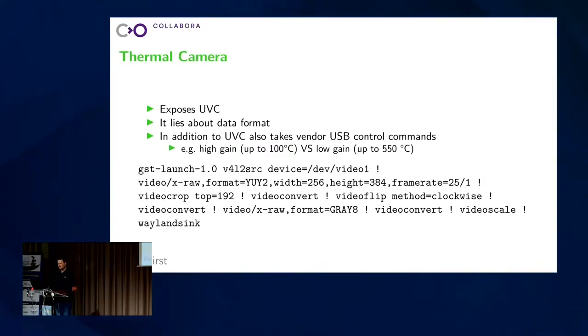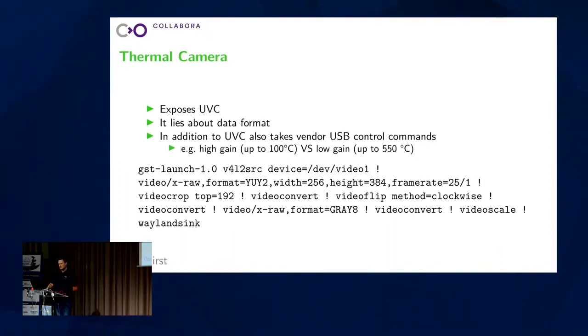High gain means I want to see temperatures between 0 and 100. And if you are interested in temperatures way above that, you need to go into low gain mode. So yeah, there are controls like that, then calibration data. And that's quite vendor specific.